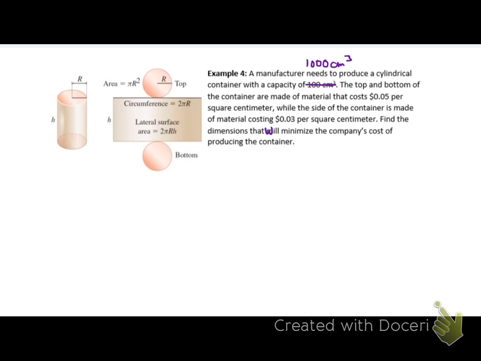So, first let's figure out what formulas we're using. It tells us that the volume is 1,000 cubic centimeters, right? That's the capacity. The capacity is the volume. I know how to find the volume of a cylinder. It's the base times height, and the base is a circle, so it's pi r squared times height. So the volume, which is 1,000, is pi r squared h.